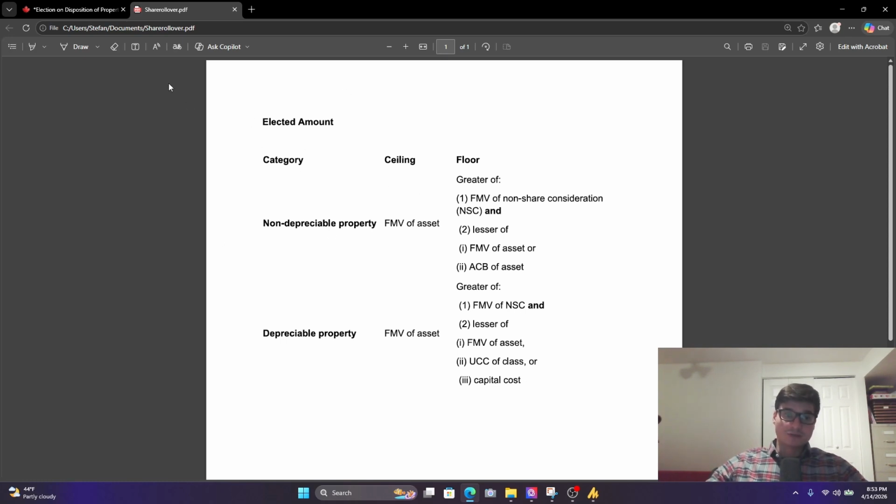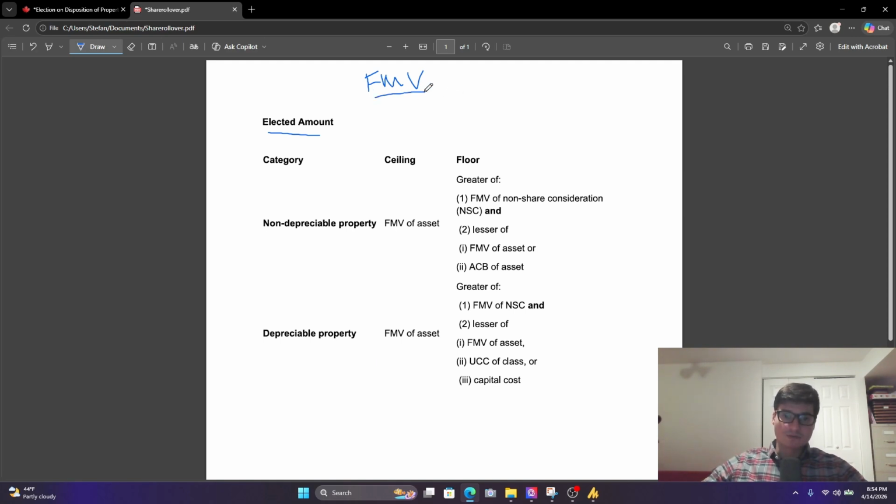A couple of things you actually have to know when you're looking at this: your elected amount, and you also need to know what a fair market value is. So you have to know the fair market value of whatever you are rolling. Let's say in our example, you're giving a non-depreciable asset, this property, over to another corporation. The reason you're doing this can be that you're a sole proprietor trying to incorporate, or you can be an individual who owns shares of an Opco and you want to transfer it to a Holdco. So there are many different purposes here.